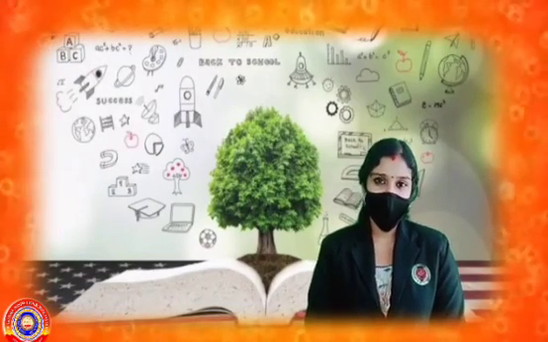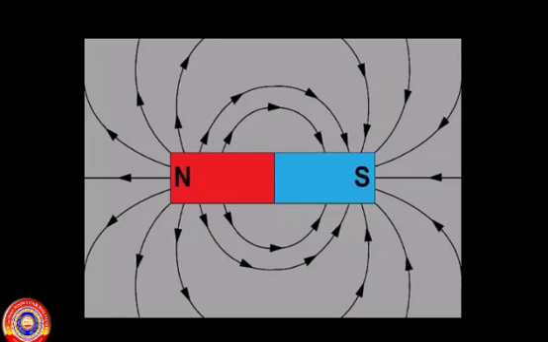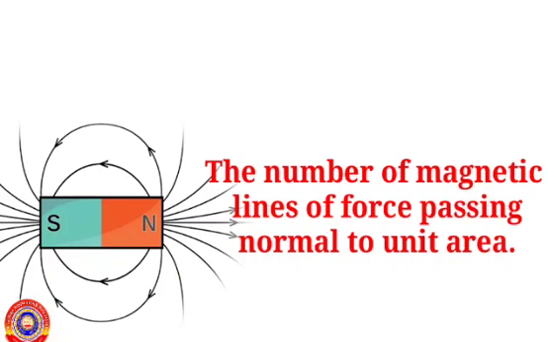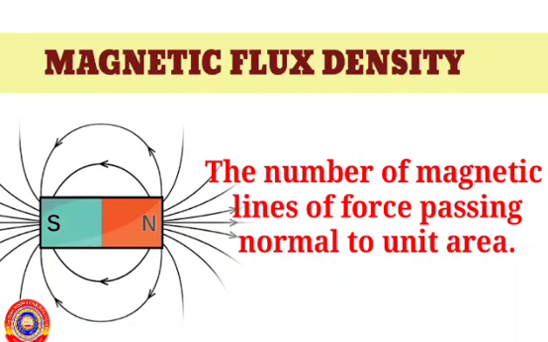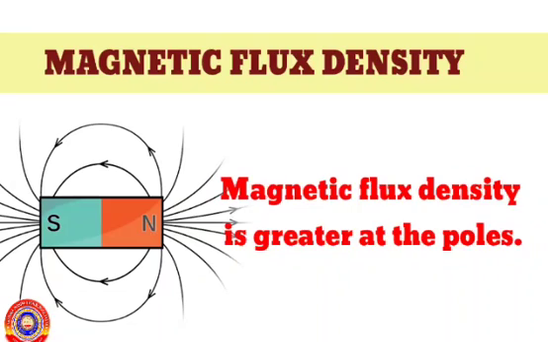Shall we start? Okay. Are magnetic lines of force present in all dimensions around a magnet? Yes, magnetic lines of force are experienced in all dimensions. The number of magnetic lines of force passing normal to unit area is the magnetic flux density of that region. And remember one thing, magnetic flux density is greater at the poles of a magnet.